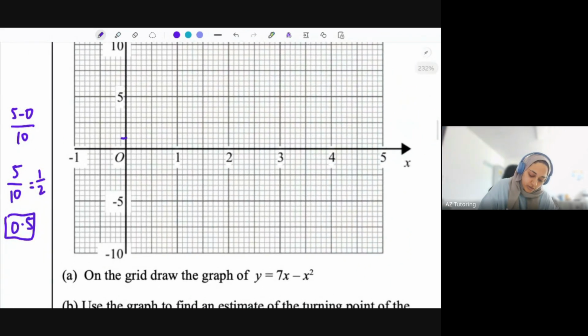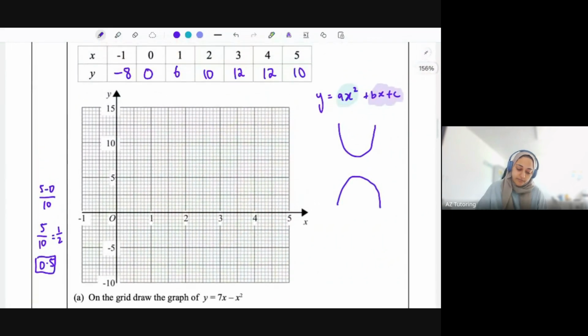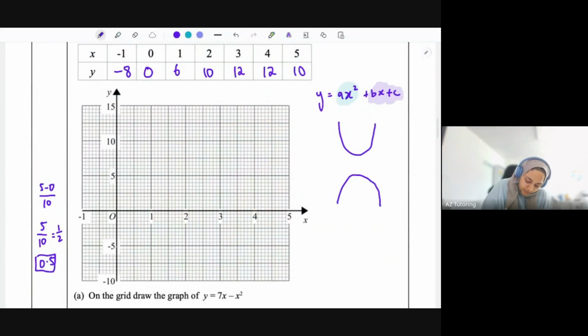So 0.5, 1, 2, 3, 1, 2. Oops, I did the last one wrong. 1, 2, 3, 4, and then 5. So that makes sense. Just double check that. So we want -1, -8. So if that's -5, this is drawn a bit horribly. -6, -7. So -8 is here. So that's -8. Hopefully it's not too terrible like that. Okay, what's the next one? The next one is 0, 0. Easy enough, that's just there.